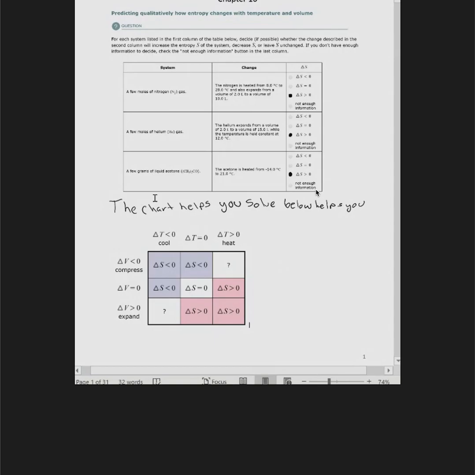In this case, a few moles of nitrogen gas, that's the system. The nitrogen gas is heated from 8 degrees centigrade to 28 degrees centigrade, and also expands from a volume of 2 liters to 10 liters. So we are increasing the temperature, and we're also expanding the volume. That means our entropy is also going to be increasing. Make sense so far?